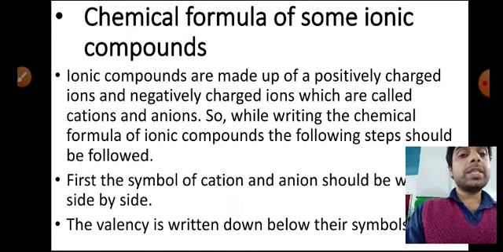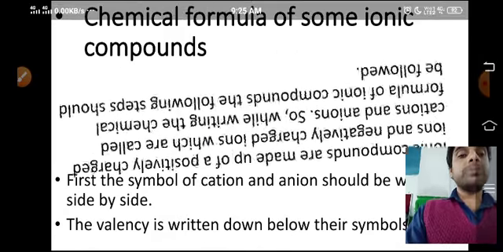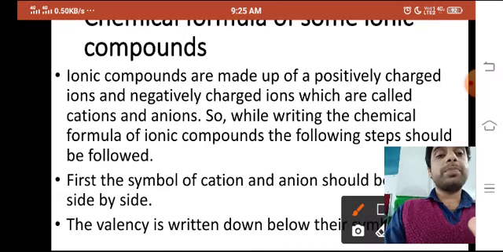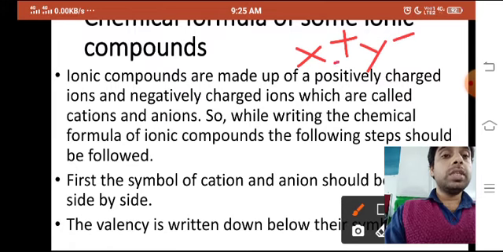Ionic compounds are those kinds of compounds which have positively charged and negatively charged ions, which are called cations and anions. If I write here X positive and Y negative, X is the positive charge, and that is known as a cation, and this one is negatively charged, and that is known as an anion.